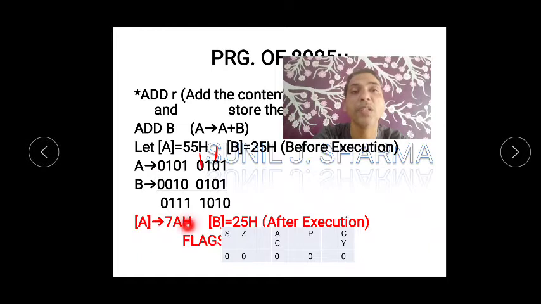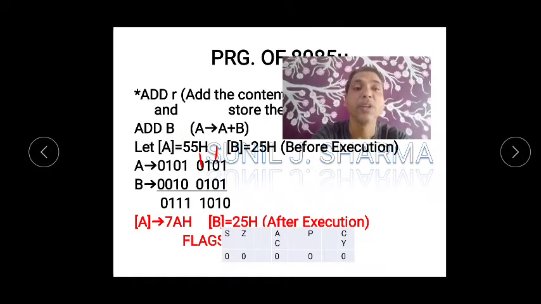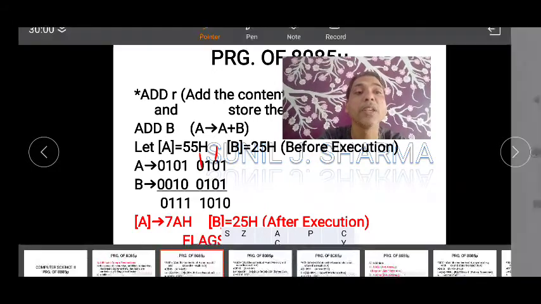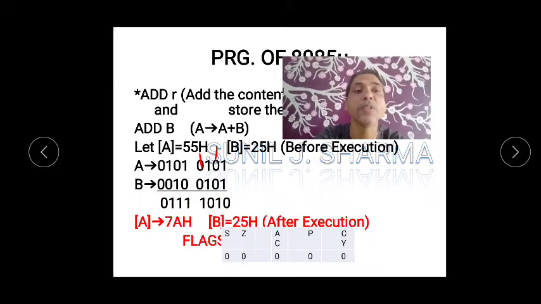So what is the answer? The answer is 7A. Remember that the only value that will be changed is that of the accumulator. The accumulator's previous value was 55H, now the value is 7A. You can also see the value of the B register is the same. I think you understand that these square brackets indicate contents. Now these are your flags. In the first chapter we have already seen the flags: carry flag, parity flag, auxiliary carry, zero and sign. Can you see we have not generated any carry. Carry is generated only when the 9th bit is generated. We have only 8 bits, so this is correct.